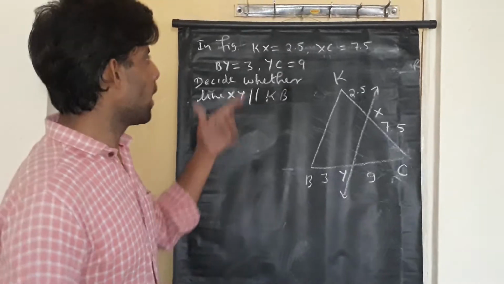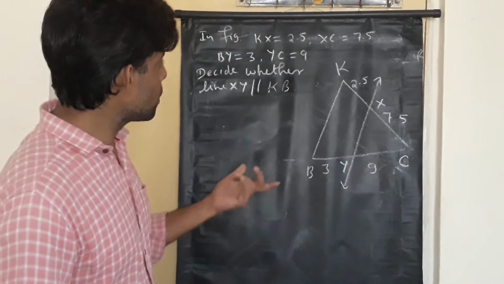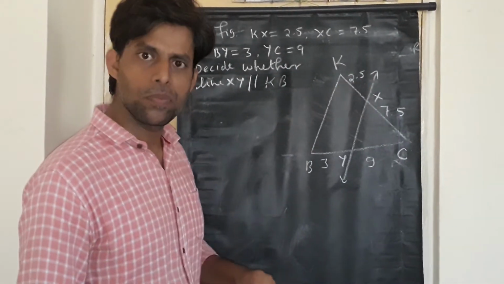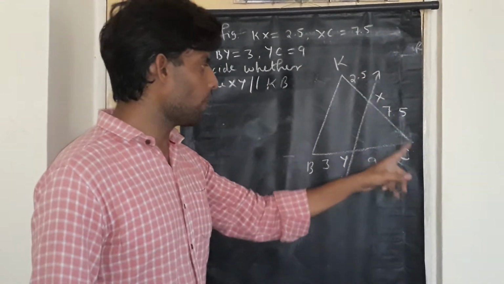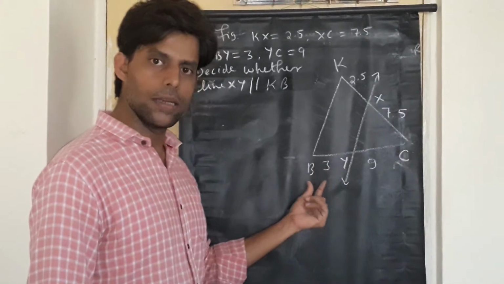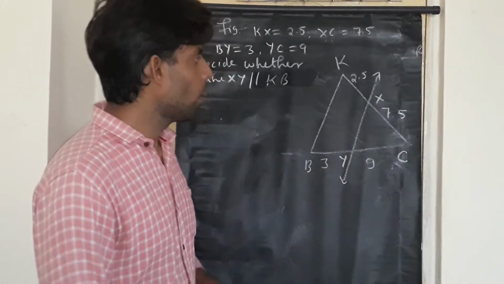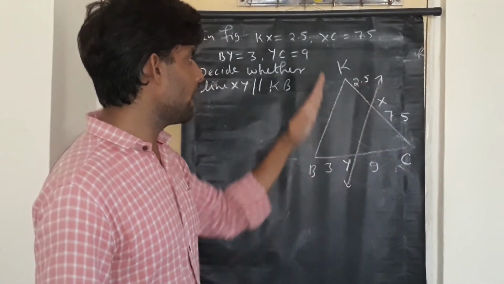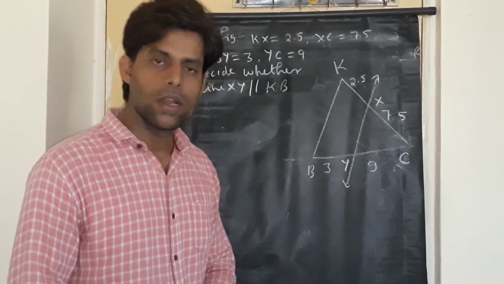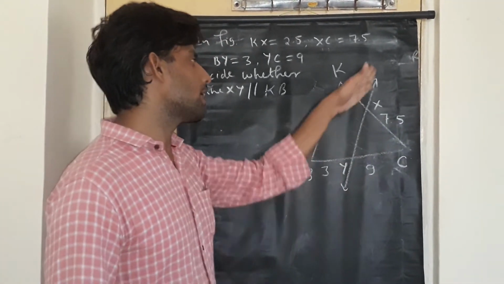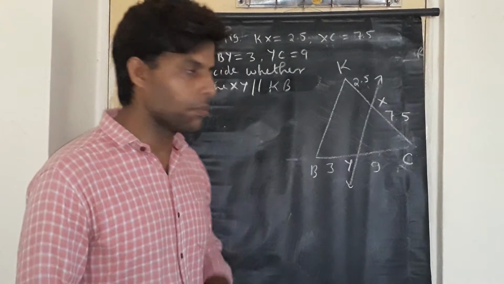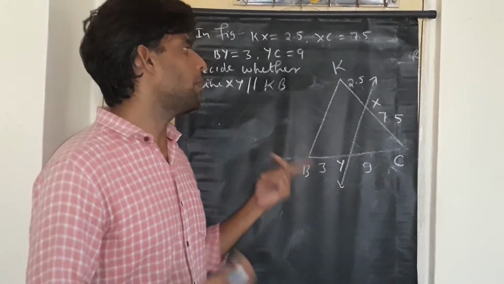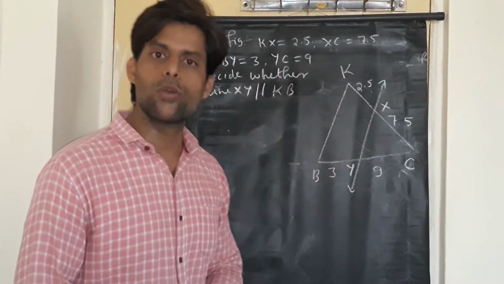So students, here we have another problem. The question says, in the figure, KX is 2.5, XC is 7.5, BY is 3 and YC is 9. On the basis of given information, we need to decide whether XY is parallel to KB. Now students, by mere observation, one can say that XY is parallel to KB, but we will not go on that. We need to check mathematically whether XY is parallel to KB or not.